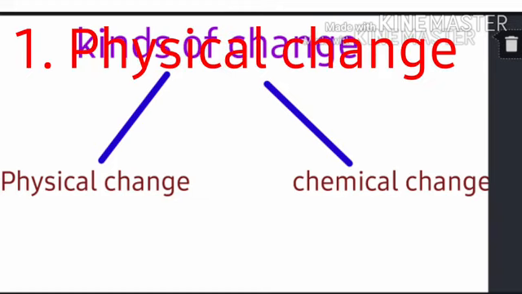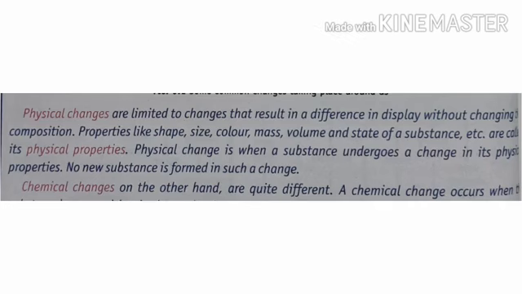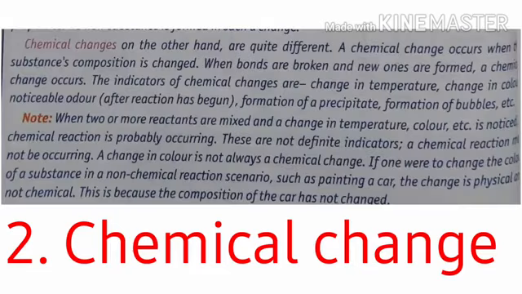Physical changes are limited to changes that result in a difference in appearance without changing the composition. Properties like shape, size, color, mass, volume, and state of a substance, etc., are called its physical properties. A physical change is when a substance undergoes a change in these physical properties. No new substance is formed in such a change.